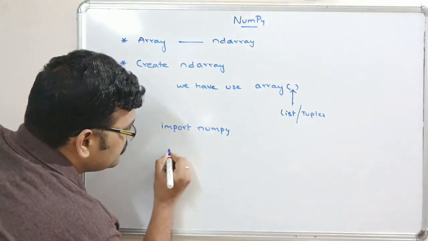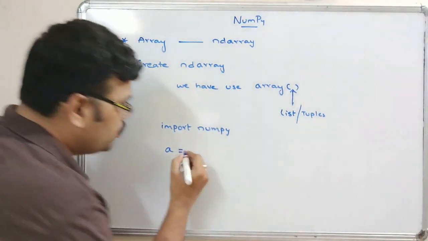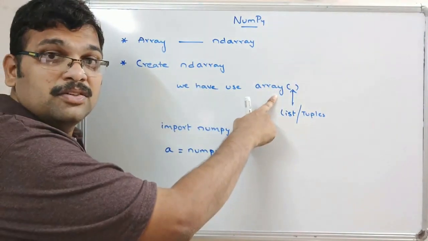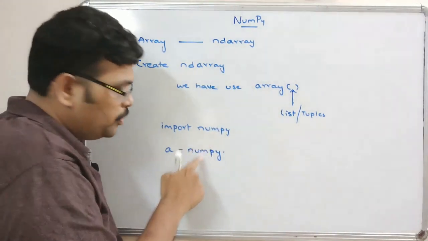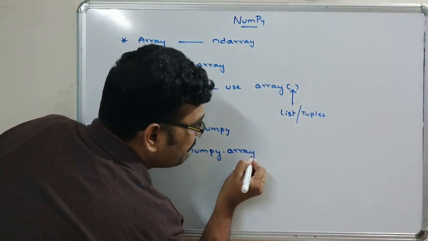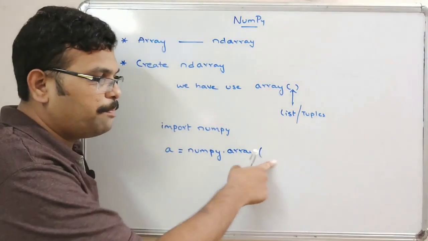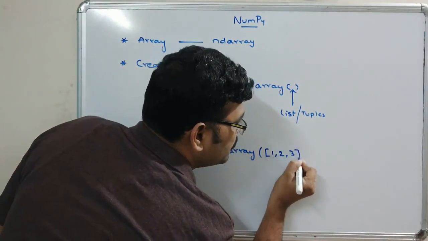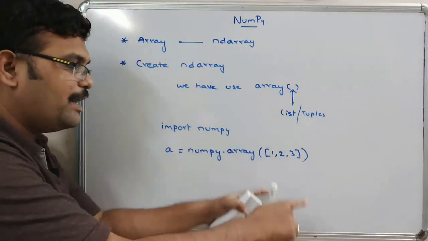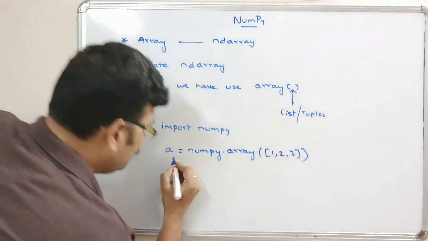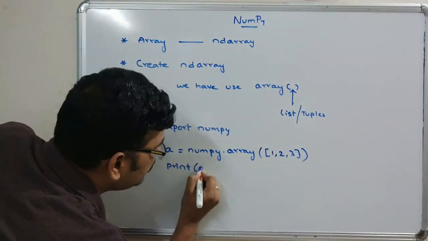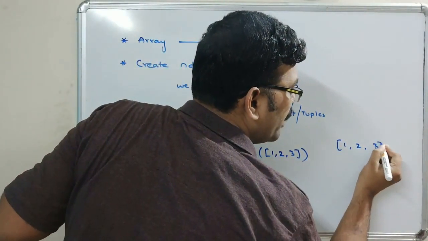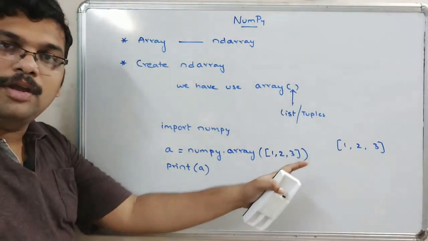See, creating an array: some variable a is equal to numpy.array. So we have to use the function array, which should be called with the help of NumPy. Inside this we have to pass a list or tuple as a parameter. I will pass the list 1, 2, 3. So this will create an ND array of a. Now if you print a, automatically the result will be 1, 2 and 3. Okay, hope you understood this one.